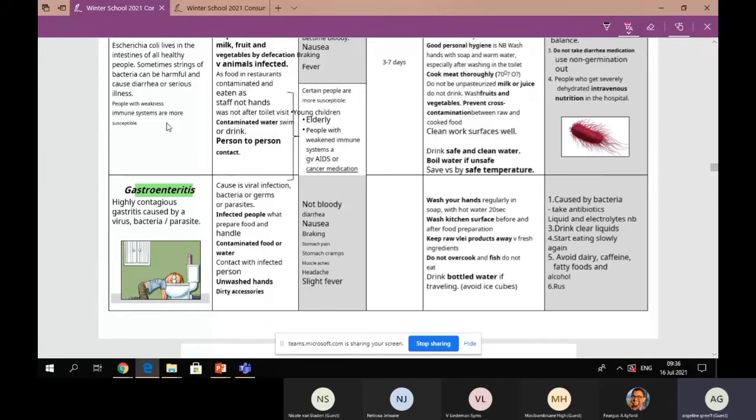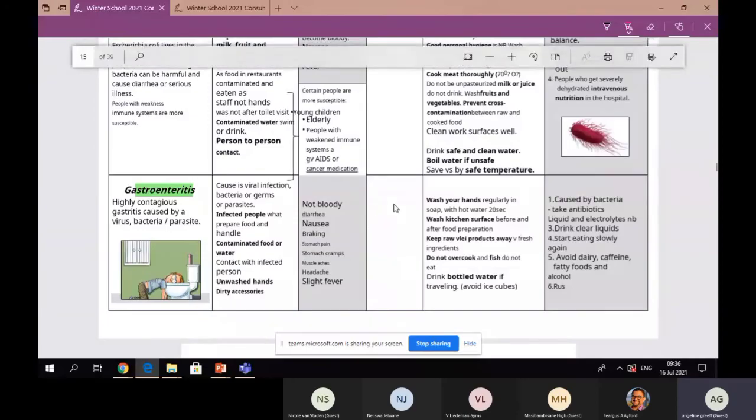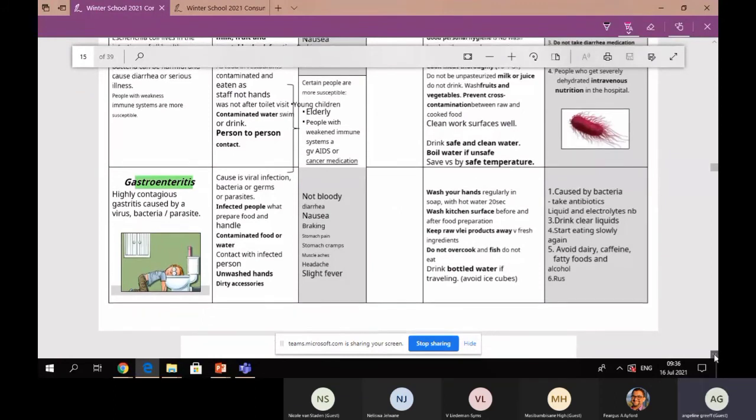Then gastroenteritis is highly contagious, caused by a virus, bacteria or parasite, as you can see. There we can see transmission: infected people that prepare food, contaminated food or water that we drink, or when we are in contact with an infected person. And this one, I don't know why the incubation time is not added, but it can be within a few hours to 1 to 2 days. So this one is almost immediate, where you can get symptoms if you've been infected.